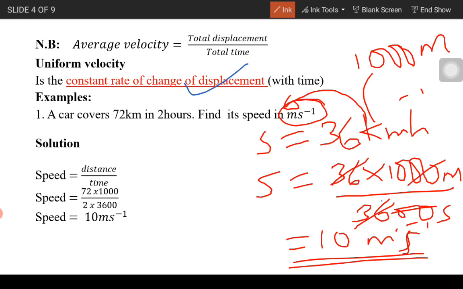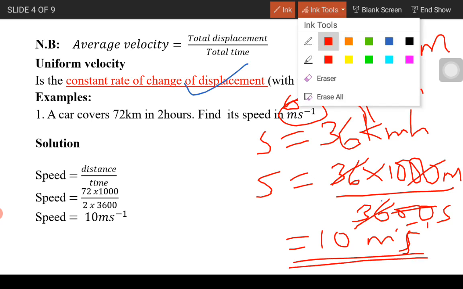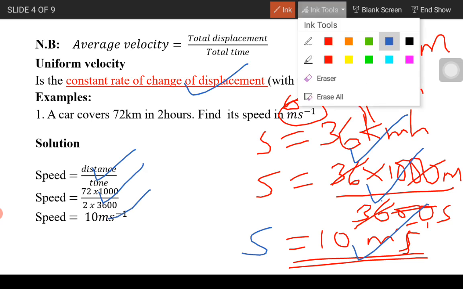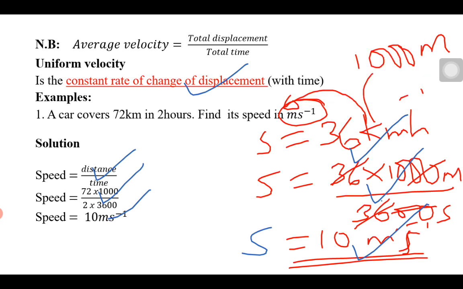As simple as that. And you arrange your work for marking. So these are the important steps. We got it in kilometers per hour. We converted it to meters per second. So this is our speed in meters per second. You can as well just do it in one step and you get all your marks. It is all fine. So that is what we have looked at. Let's go to the next slide.